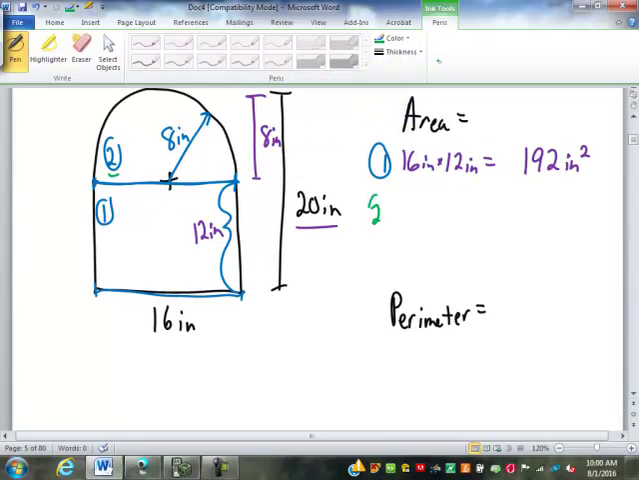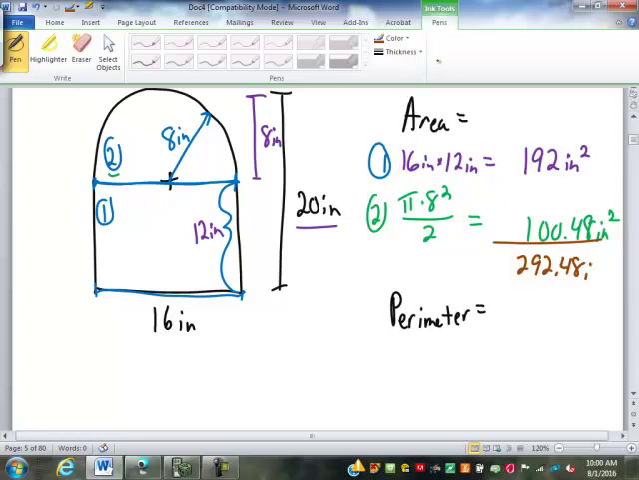For piece 2 there, that's half a circle. That area is pi times 8 squared divided by 2. We divide by 2 because it's only half a circle. Which gives us, well, like 100.48 or something like that. So that adds up to be 292.48 square inches. How many of you had that? A few of you on that one.